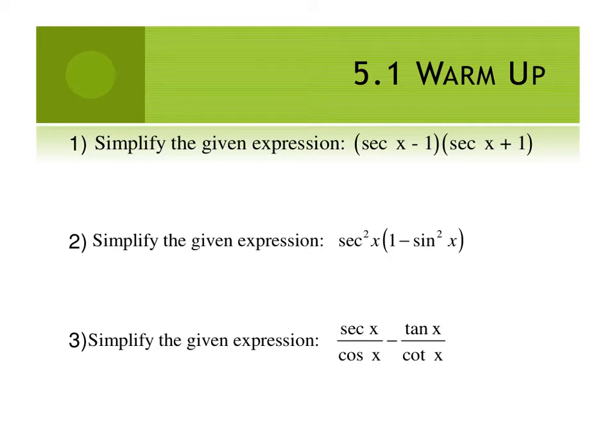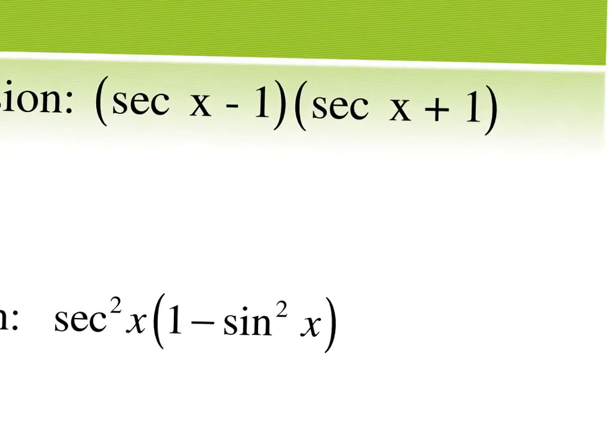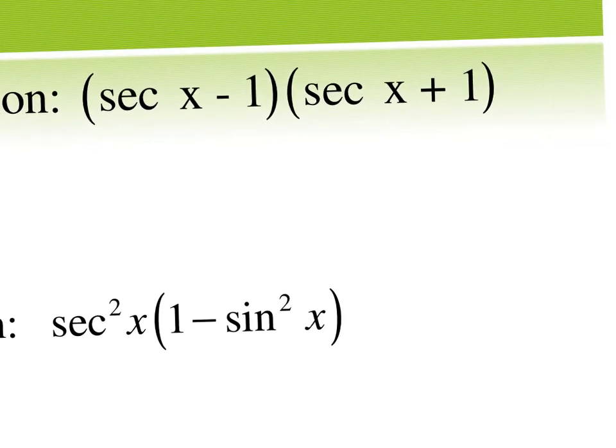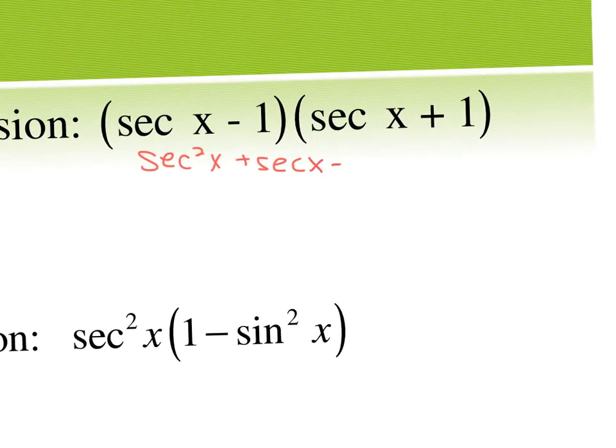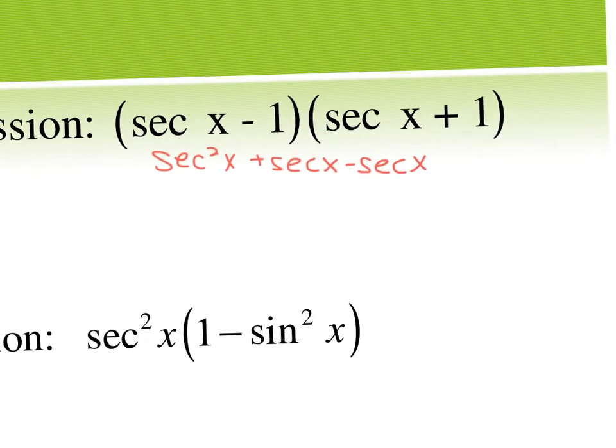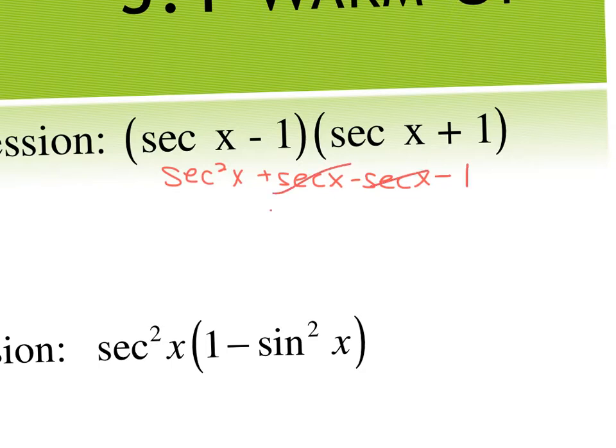So number one, to just simplify the given expression, 2 sets of parentheses, what would you normally do there? Distribute. So if I FOIL that out, I end up with secant squared x plus secant x minus secant x minus 1. And then these two cancel, and I get secant squared x minus 1.